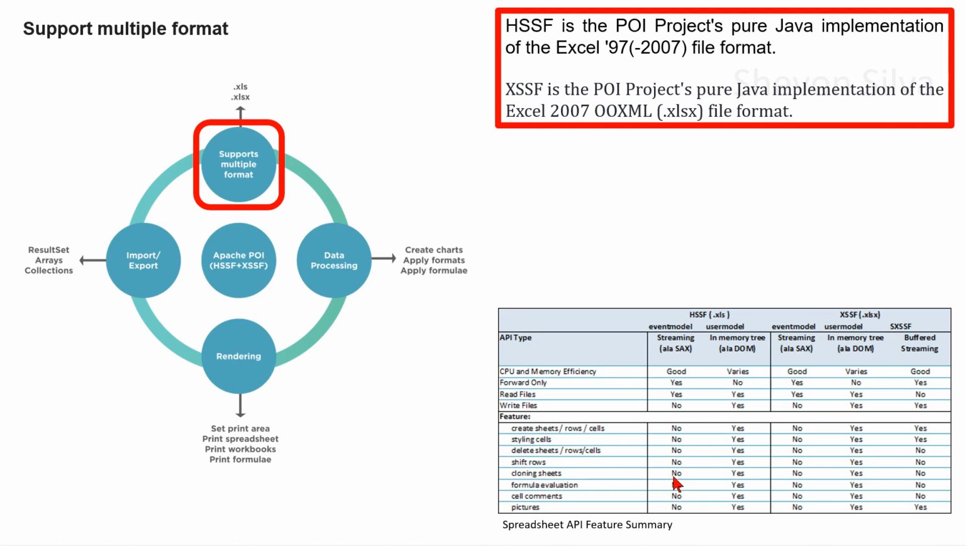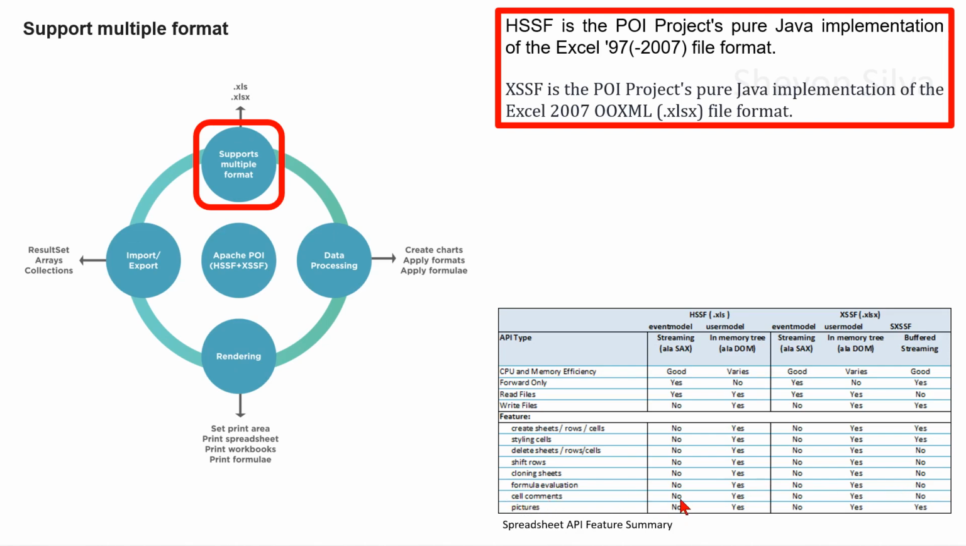Cloning sheets: event model in HSSF no, user model yes; event model in XSSF no, user model yes; and SXSSF no. Formula evaluation: event model in HSSF no, user model yes; event model in XSSF no, user model yes; and SXSSF no.